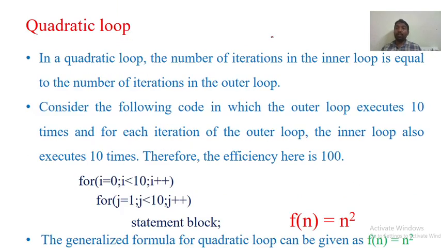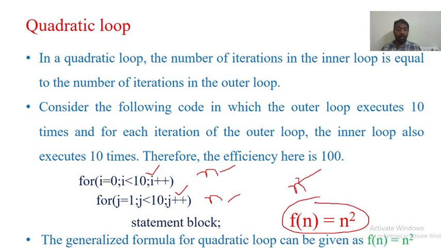Next, what is a quadratic loop? Here, in a quadratic loop, there is no division or multiplication. In this outer loop we have addition, and in the inner loop we also have addition. Suppose the outer loop runs n times and the inner loop also runs n times. It means n into n, how many times is it going to execute? N square. So it is symbolically represented as f of n equal to n square. So you understand now what a quadratic loop is.